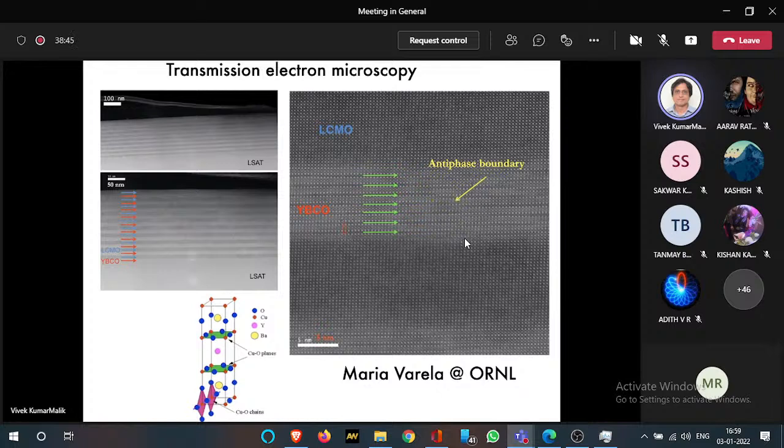YBCO, 1 unit cell is given by this red rectangular box, and these are the chains I was talking about, marked by the arrows. These are the chains over there, and this is the LCMO film. These are all different atoms, which you can see from the contrast in black and grayish shades, giving an idea of the different Z numbers. The higher the Z number, the higher the contrast.